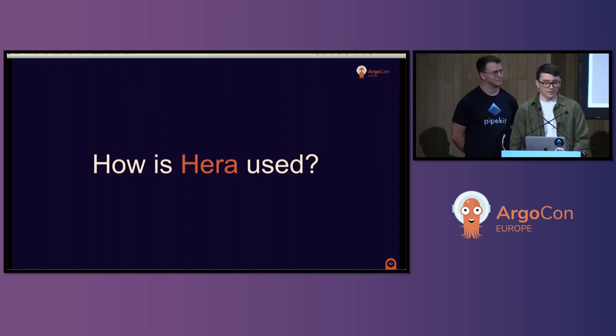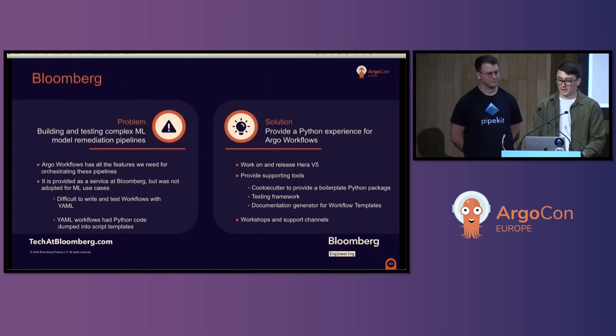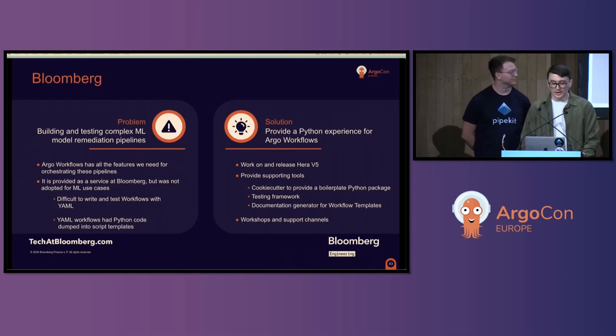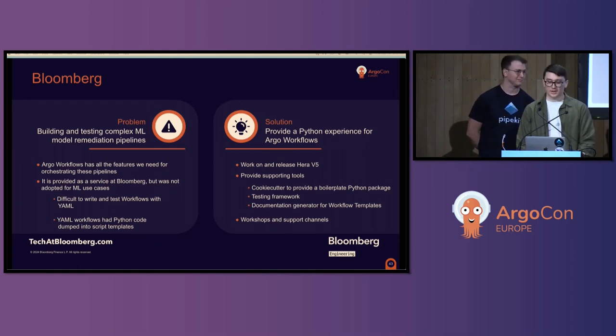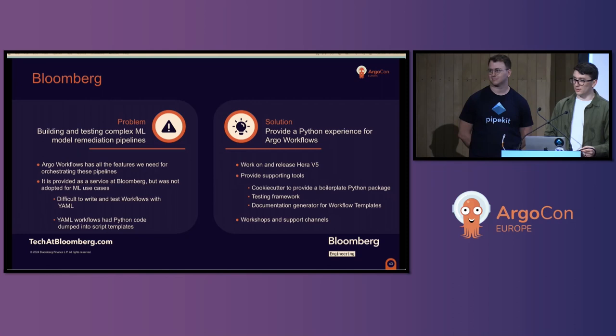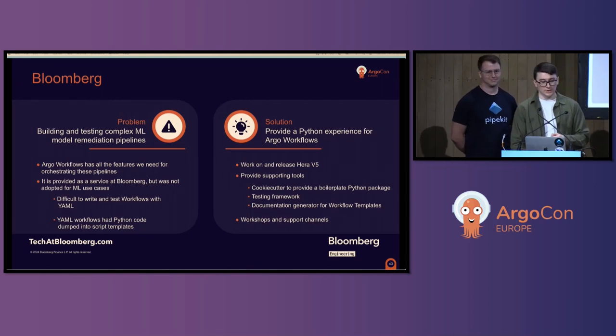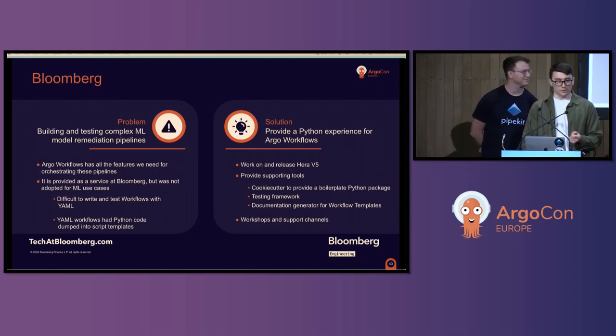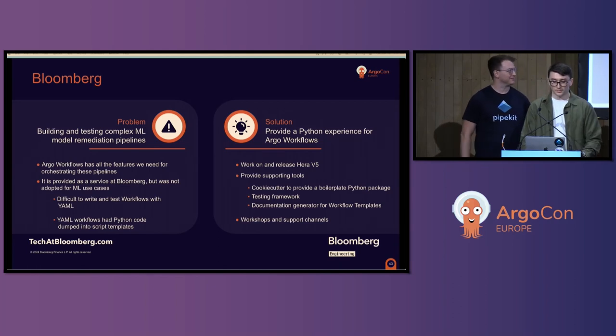But let's see how Hera is used in the wild, beginning with Bloomberg, as being a Bloomberg employee. So for some background, we're a financial news and data company. In the AI group, we have constant streams of data coming in that we want to use to retrain models and keep them as up-to-date as possible. So we call this model remediation or model drift.